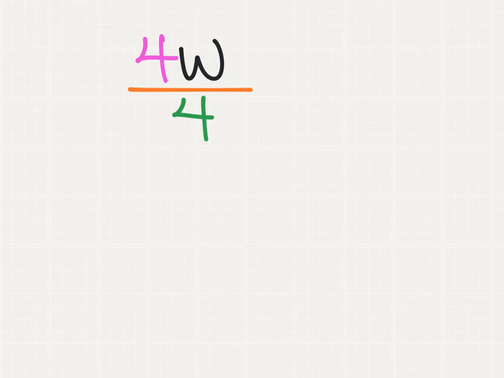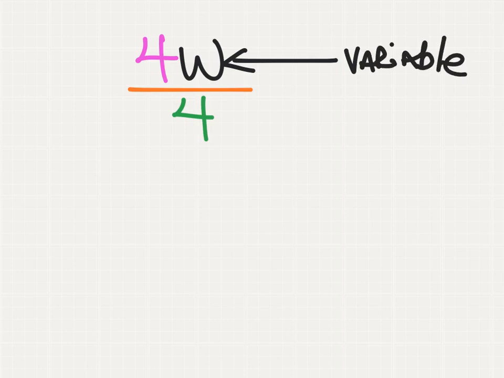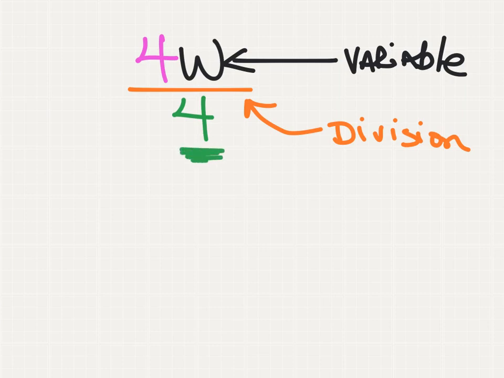Is 4w over 4 an algebraic expression? It sure is. I have a variable, w. I have an operator, my fraction bar, which means division. Don't forget, a fraction is a division problem. If I have a variable and an operator, I have an algebraic expression. In this one, I also happen to have a constant of 4 and a coefficient of 4, which is multiplying the variable of w. 4w over 4 is an algebraic expression.